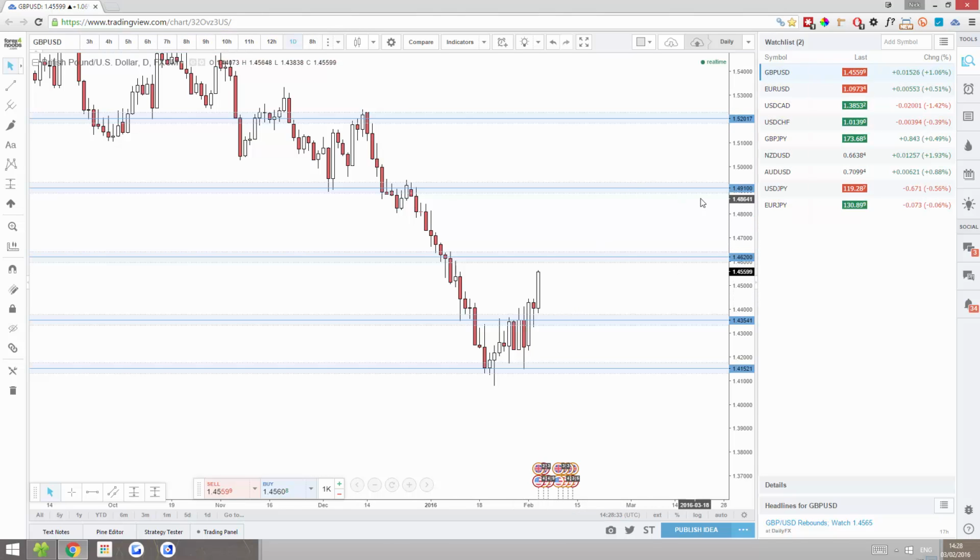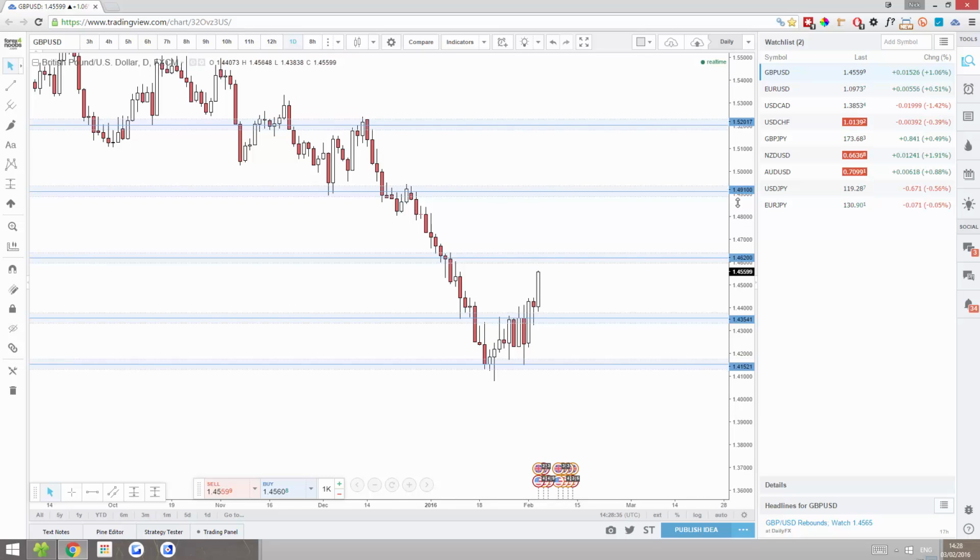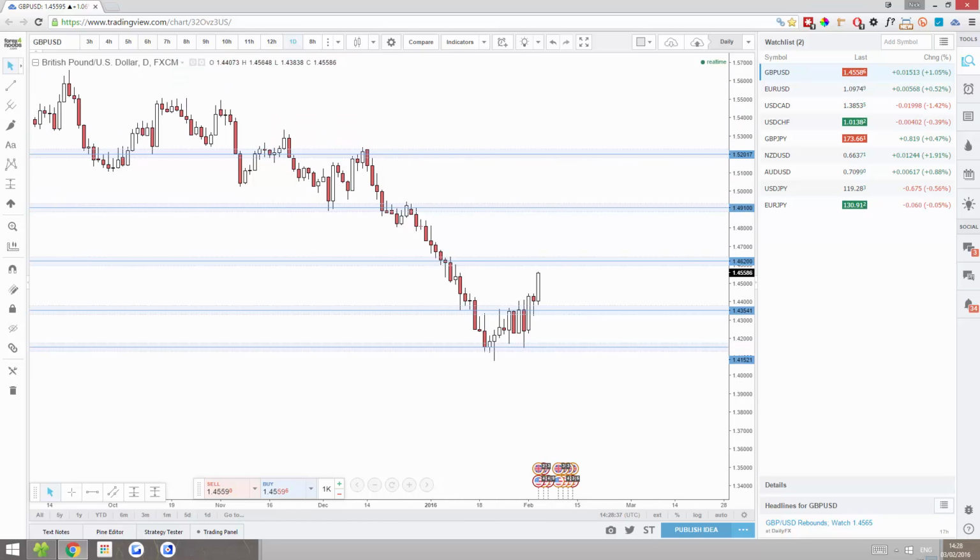So GBP USD, what's going on with GBP USD? We're going to start with the daily and work our way down. In yesterday's analysis, I mentioned that we were possibly going to see a continuation because price had pushed above here and was bouncing away from this level, it looked like. Looks like that happened. It looks like we did get a continuation.